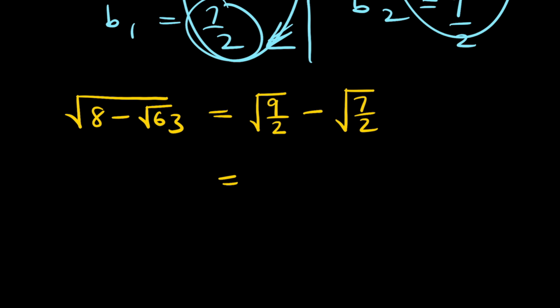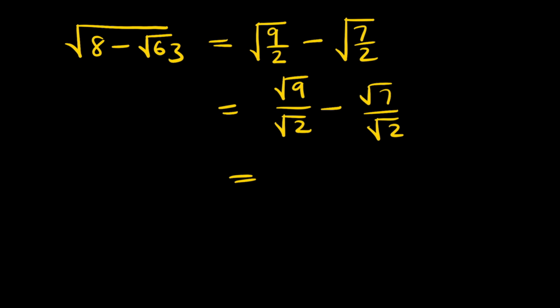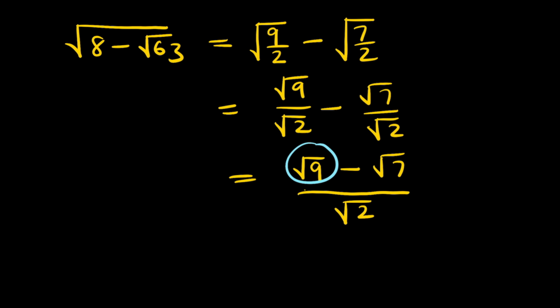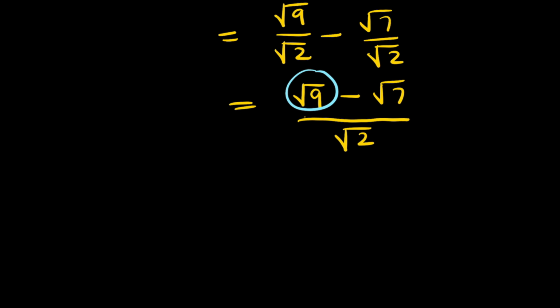By surds, we already know that this will be square root of 9 over square root of 2, then minus square root of 7 over square root of 2. Because the denominator is the same, we can express this as square root of 9 minus square root of 7, then divided by root 2. Of course, the square root of 9 here is 3. So that means that this is equal to 3 minus the square root of 7 divided by root 2.